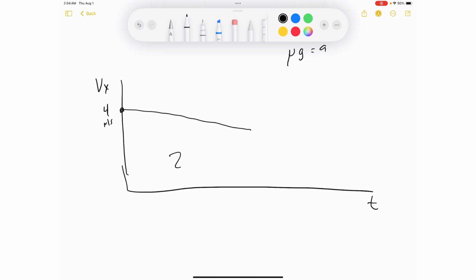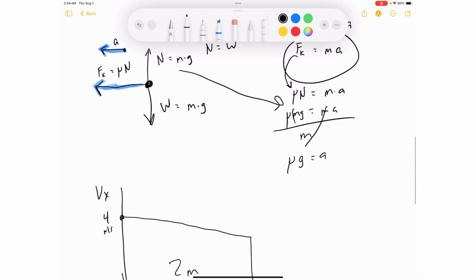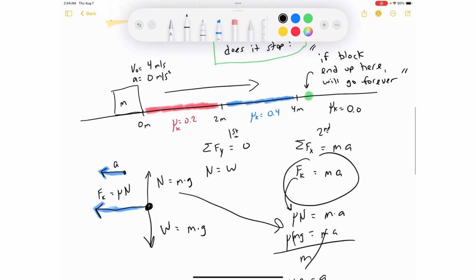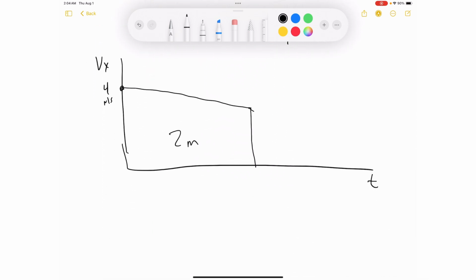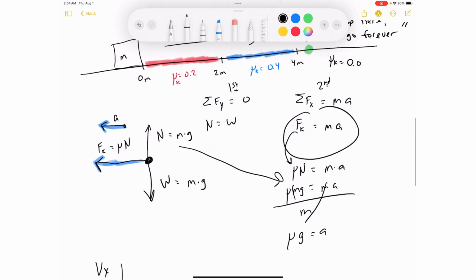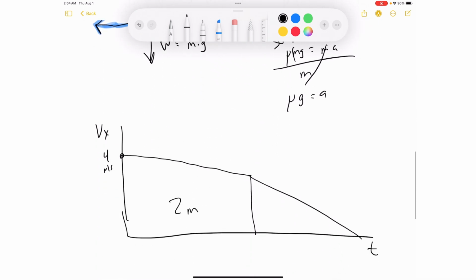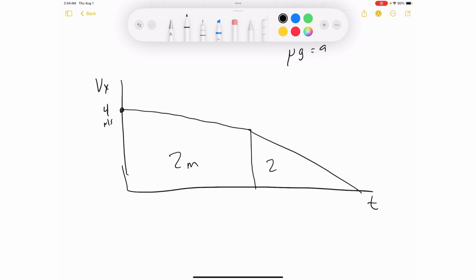For 2 meters. Right? And then it's going to decelerate even more from 2 to 4. Maybe something like this. And so that this would be another 2 meters, right? So there's 2 meters here and 2 meters here. Something like this. Now, the first slope, this one right here, remember, when you're doing velocity versus time, the slope is the acceleration.